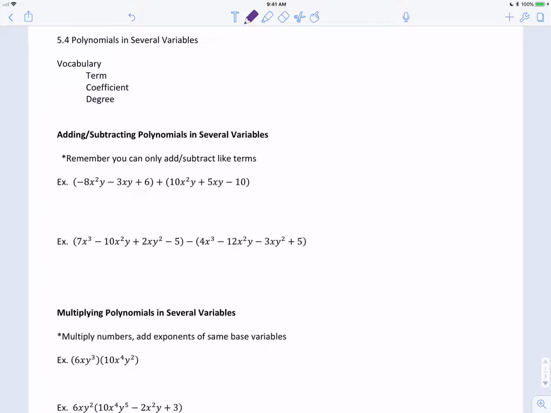Okay, we have had polynomials usually with just one variable at a time. So what if there is an incident where you have more than one variable attached to a coefficient? Well, we're going to learn in this video how to add and subtract and multiply those that have several different variables in them. But first, let's just make sure that we understand some of our vocabulary.